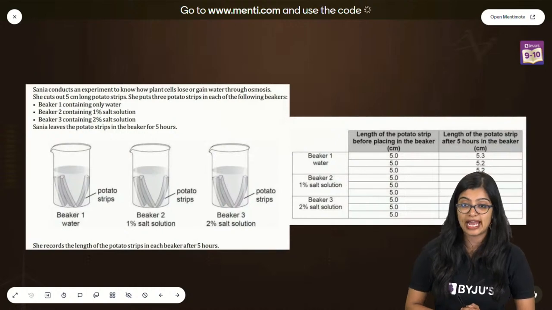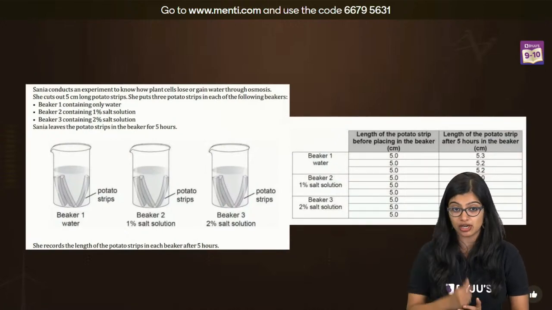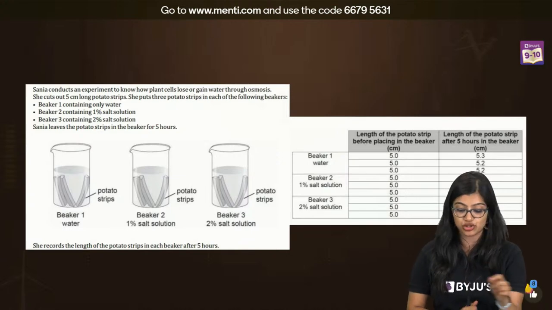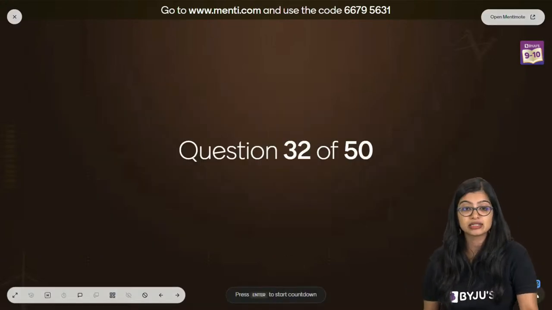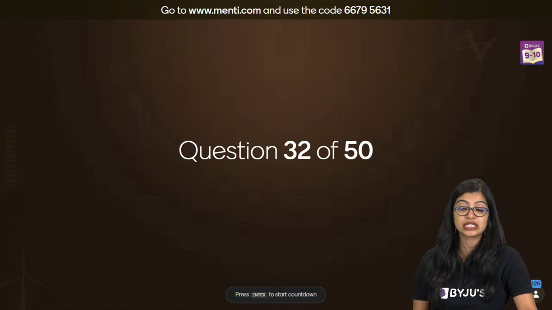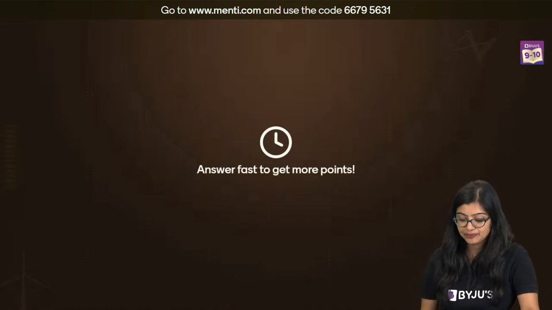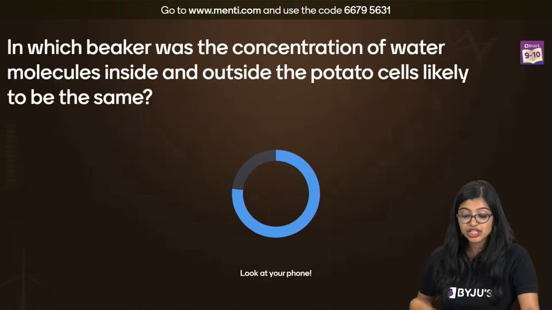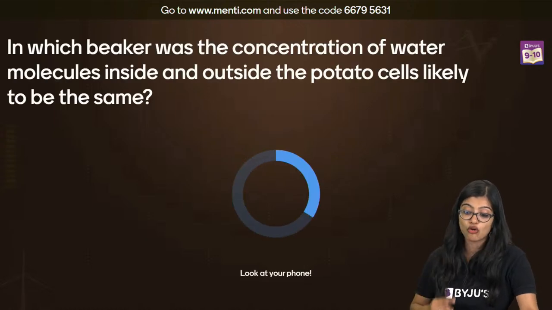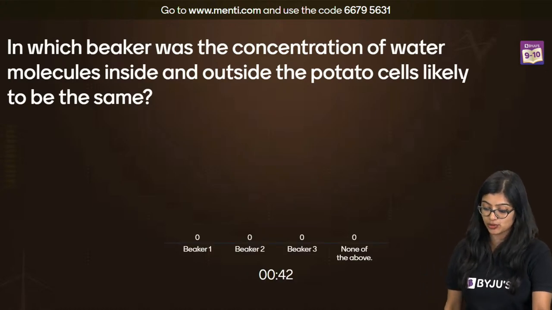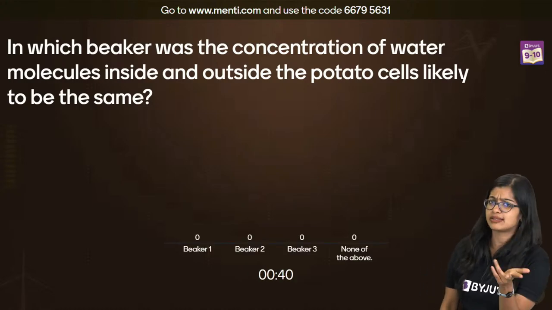Now moving on to the next one, which is again based on this particular question. So this is question number 32, on your screens now. Question number 32, everybody. In which beaker was the concentration of water molecules inside and outside the potato cells likely to be the same?